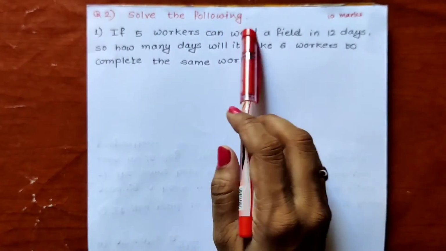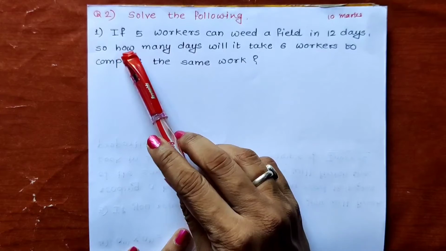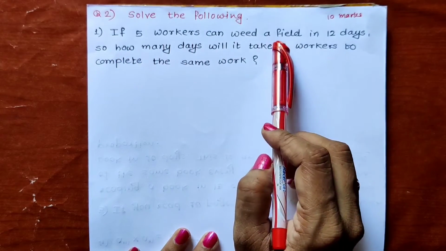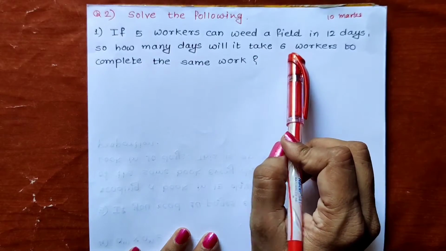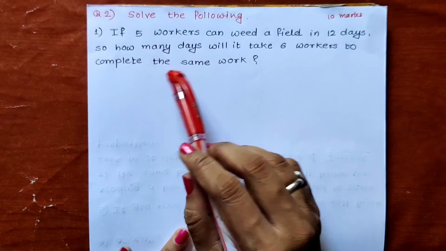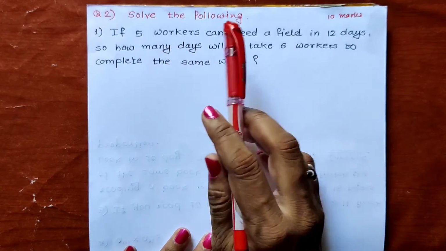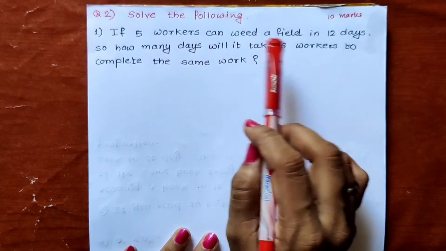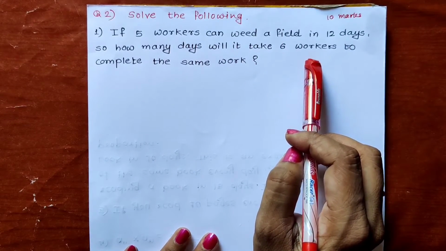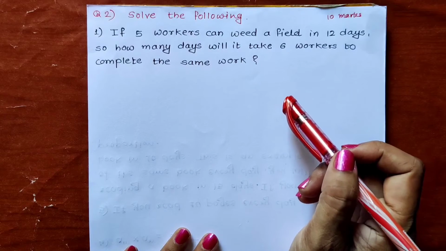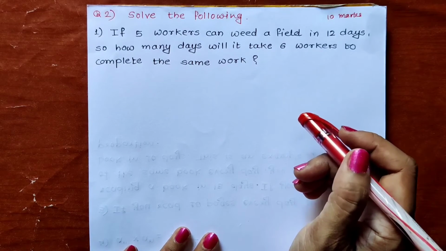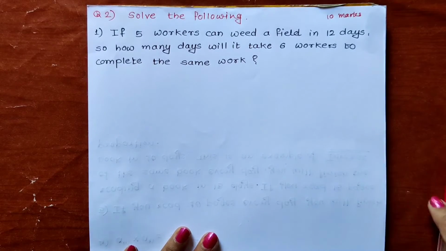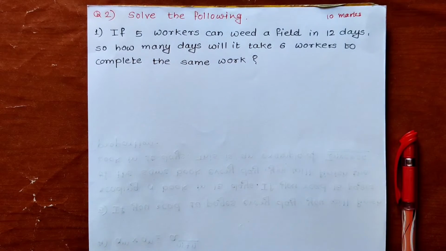Question number 2 is solve the following, 10 marks. First question is, if 5 workers can weed a field in 12 days, how many days will it take 6 workers to weed or to complete the same work? 5 workers, they take 12 days. Now workers are increasing, so the number of days will automatically be decreasing. If the workers are increasing, they will take fewer days to complete the work. That means this is an example of inverse proportion.